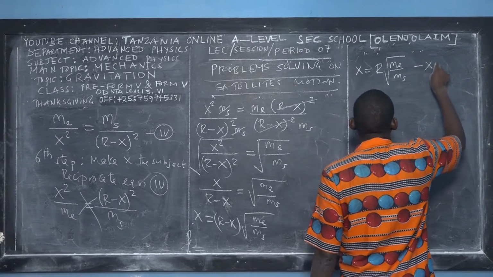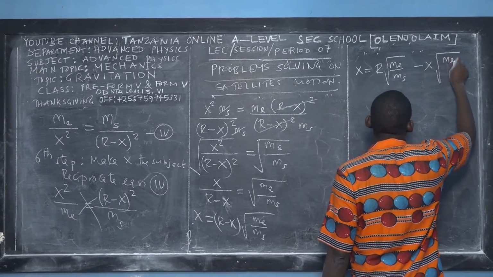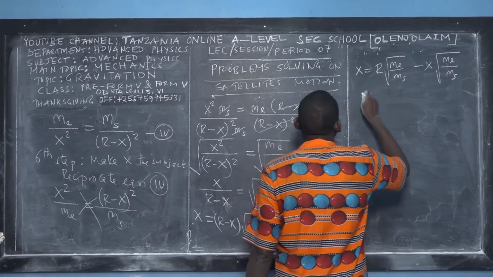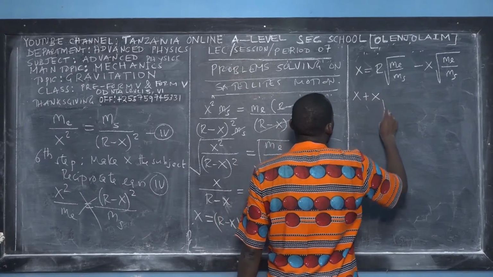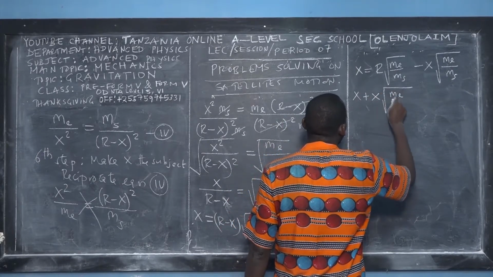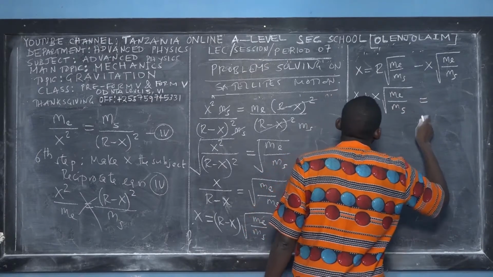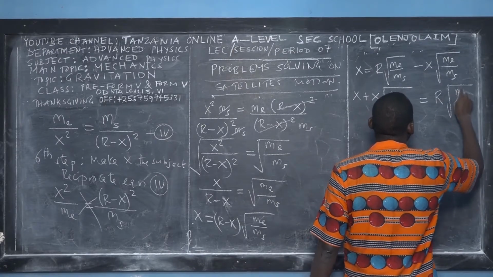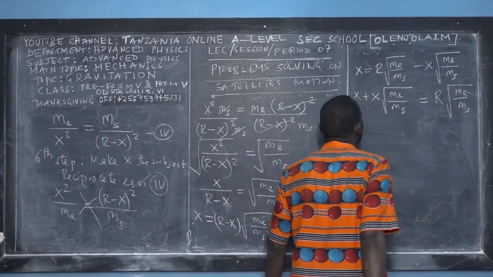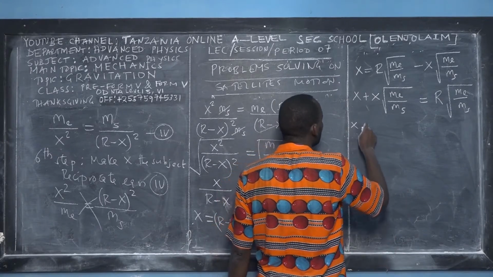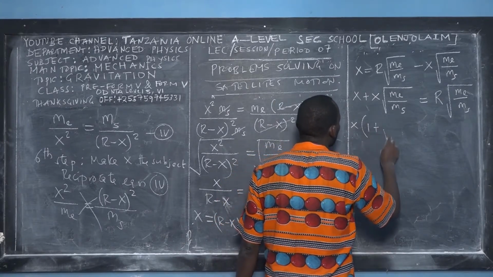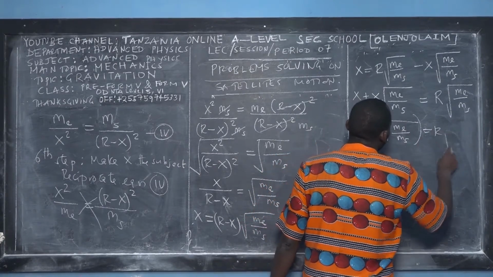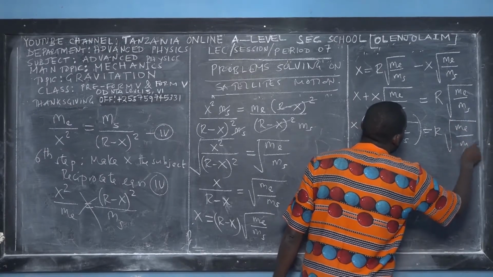And then minus x, or times the square root of the mass of the Earth over the mass of the Sun, right? So then we have x plus x times the square root of the mass of the Earth over the mass of the Sun, is equal to the distance from the Earth to the Sun. So x is common, right? So then we have x times 1 plus the square root of the mass of the Earth over the mass of the Sun, is equal to the radius.